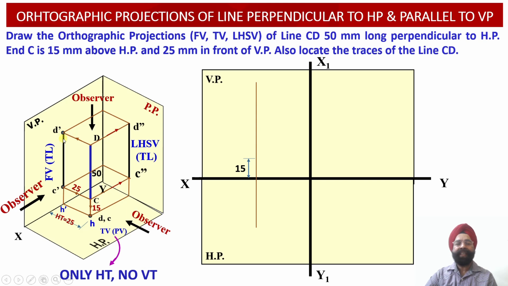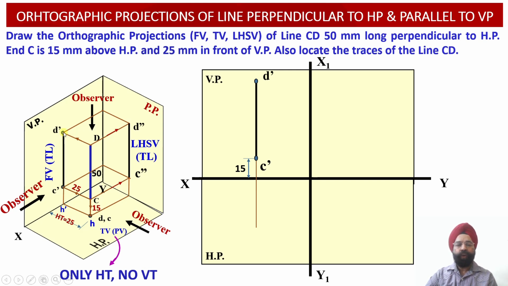Now this C dash D dash projection is located 15 millimeter above the XY reference line, or above the horizontal plane. So we have measured the distance of the point C dash from the XY reference line as 15 millimeter. The moment we mark this point 15 millimeter, we know that the true length of this particular line is projected in the front view projections.